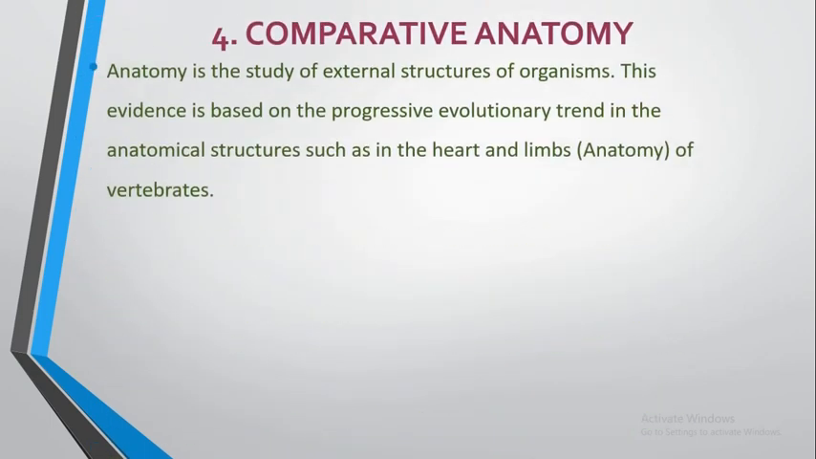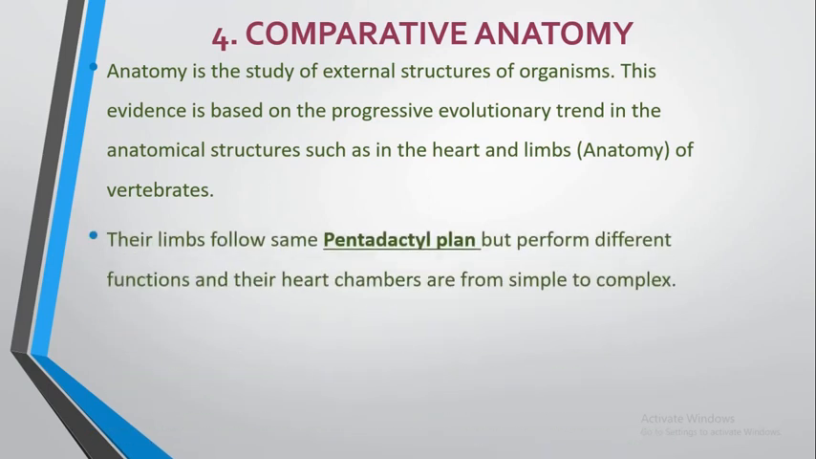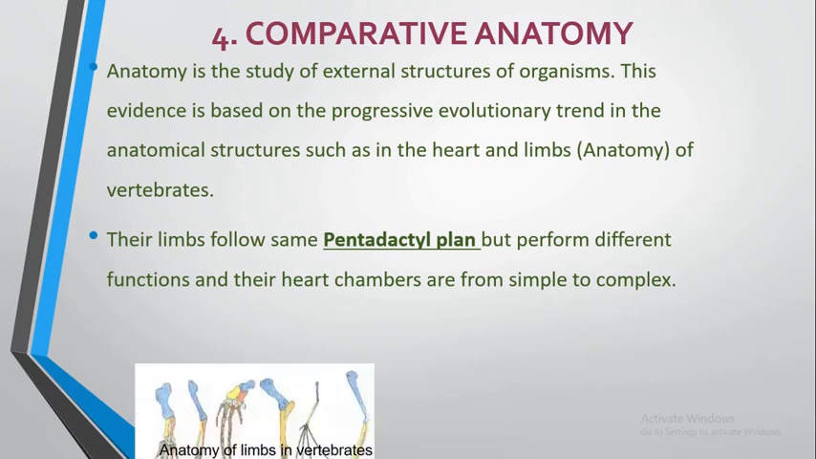Number 4 evidence of evolution here is comparative anatomy. Anatomy is the study of the external structures of organisms. This evidence is based on the progressive evolutionary trend in the anatomical structures, such as that of the heart and the limbs in vertebrates. Now, the limbs, for example, show the same pentadactyl plan for all vertebrates. However, they perform different functions, and even the heart chambers are actually from simple to complex. For better understanding, let's look at this image.